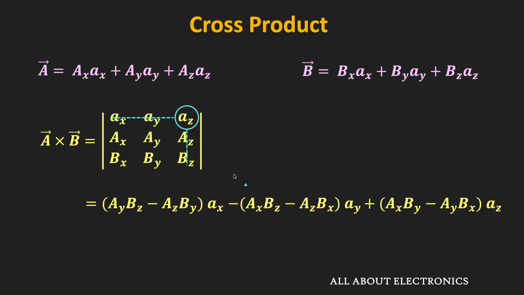So once again, for that, we can cross multiply these two terms. And in this way, we got the expression of the A cross B. So let us take a simple example to understand it more clearly.